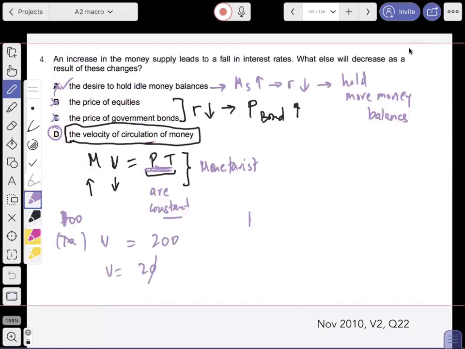So the more M increases, V will fall, given P and T are constant. So that's why. Does that make sense? So D is the right answer, but with an assumption that V, P, and T have to be constant. And I guess that's the assumption that we're making here.